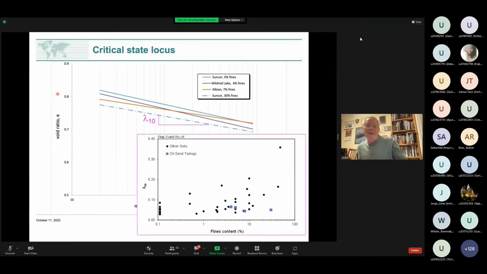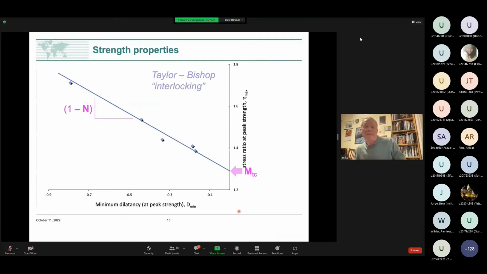If I go on, I should mention this. This is looking at this lambda 10 versus fines content, just as a quick indicator. And I've got a whole bunch of other soils we've tested over here. And what we find with these oil sand tailings, they're broadly similar to other soils. There's nothing magical about them. They're mid-pack, shall I say.